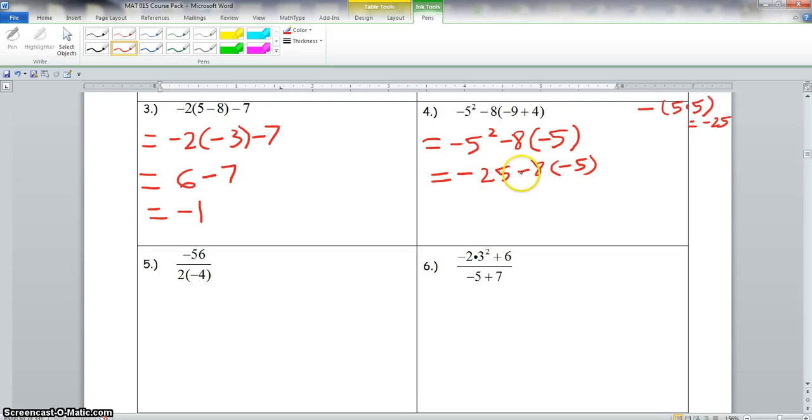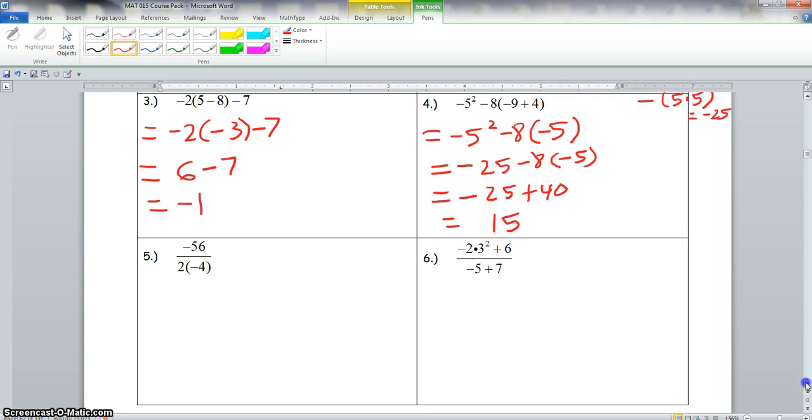Now, we have subtraction and multiplication. We know we'll do the multiplication first. So this is the same as negative 8 times negative 5, which we know is a positive 40. So it'd be negative 25 plus 40. Now we know we would take 25 away from 40, which we know would give us 15. And since 40 is furthest away from 0 than the negative 25, we would keep this 15 positive.